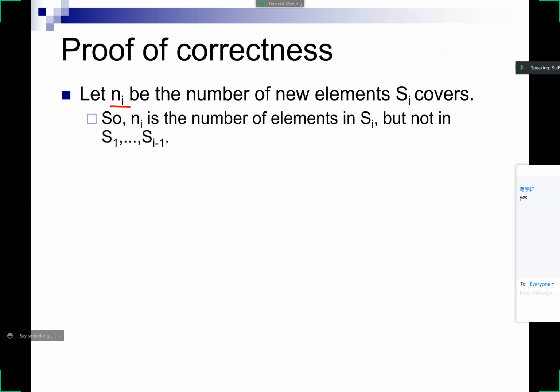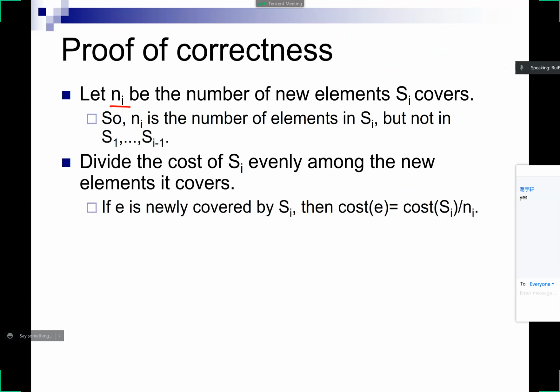Now, remember the goal is to cover these new elements as cheaply as possible. So the way we're going to keep track of our cost is we're going to divide the cost of the set that we use evenly among all of the new elements it covers. In other words, if E is a newly covered element by Si, then the cost of E is just the cost of Si divided by Ni, which is the number of new elements that Si covers.